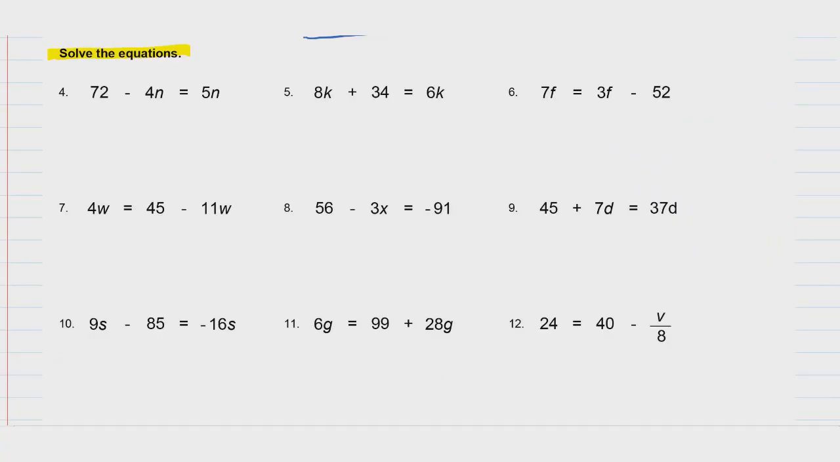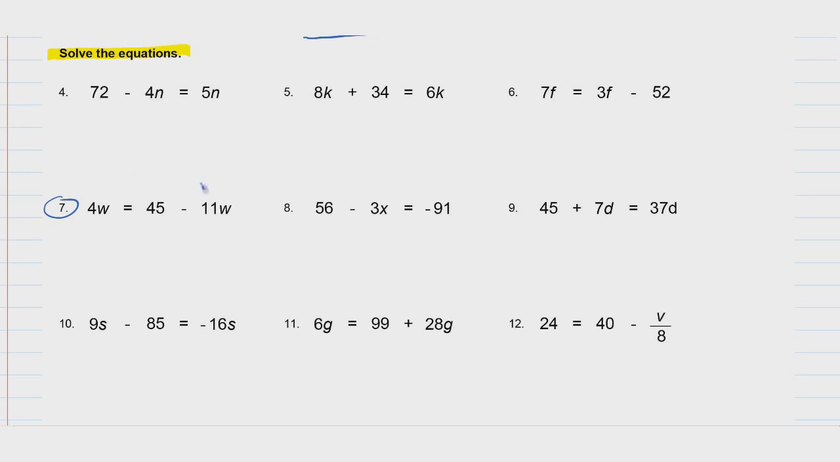Welcome back. We're looking at problems 7, 8, and 9. Problem 7, you have 4w. Well, you got a number next to a variable, so they're not happy. You have 45 minus 11w. You have variable and numbers on that side too, so no one is happy. So the question is, who are you going to move to start making people happy or to separate the numbers and the variables? You don't want to move the 45 because he'll just join the variable, which doesn't help.